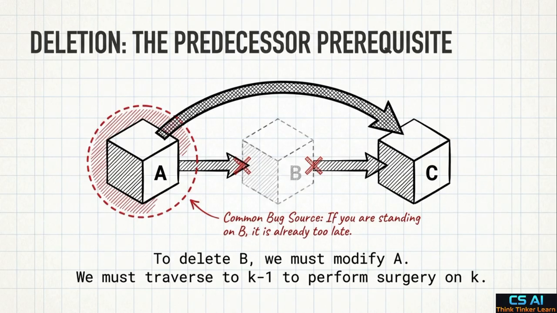Now let's talk about deletion, the predecessor prerequisite. To delete a node, say node B, in a singly linked list, we cannot simply delete it directly. We must modify the next pointer of its predecessor, node A, to point directly to node C, effectively bypassing B. This means we must traverse to the k-1th node to perform surgery on the kth node. This highlights a common bug source. If your current pointer is already standing on node B, it is already too late to perform the deletion directly. You need to keep track of the previous node during traversal to successfully execute a deletion.